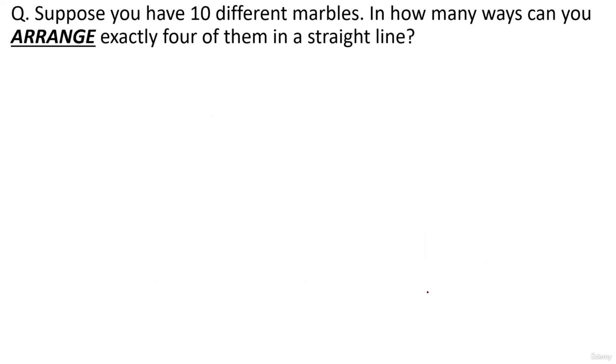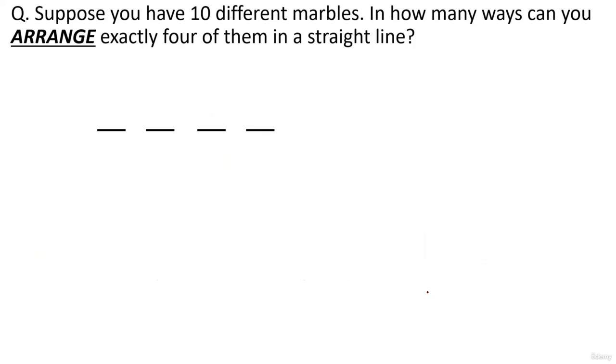Suppose you have 10 different marbles. In how many ways can you arrange exactly 4 of them in a straight line? Okay, so it is as good as saying I have 10 distinct digits. And in how many ways can I form a sequence of numbers taking these 10 digits? Same thing, right? So 4 places I have.